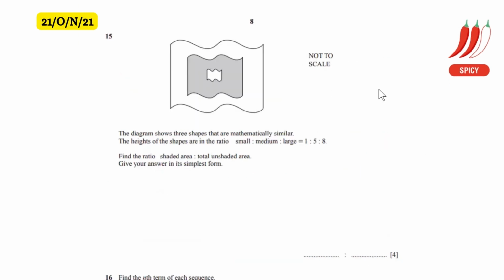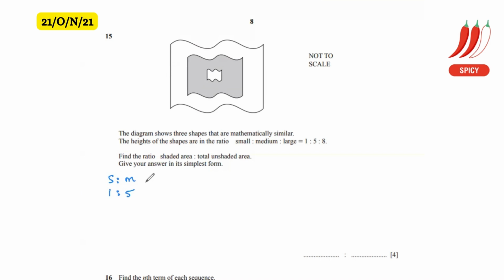In question 15, it says the diagram shows three shapes that are mathematically similar. The heights of the shapes are in the ratio small is to medium is to large is 1 is to 5 is to 8. Find the ratio shaded area is to total unshaded area. Answer in its simplest form. So if we do small is to medium, medium is our shaded and small is our unshaded. So that's 1 is to 5.